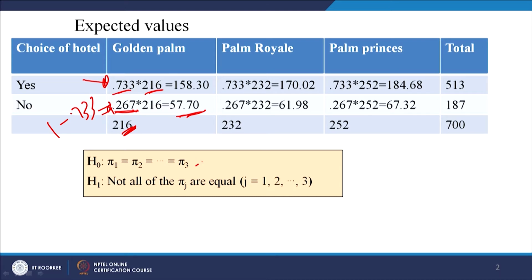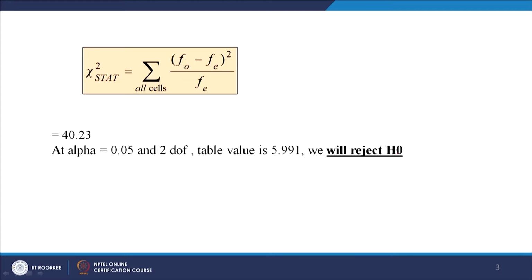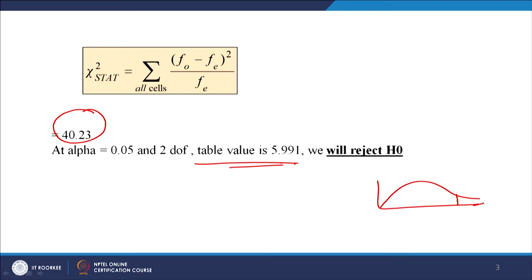So, this was our null and alternative hypothesis, and when we calculated its chi-square value, it came out to be 40.23, and the critical table value was 5.99. So, we rejected the null hypothesis. This was our rejection region, critical value 5.991, and this was our calculated value 40.23, right. So, we will reject the null hypothesis and we will say that these three proportions are different.